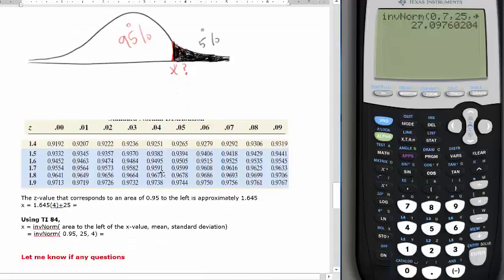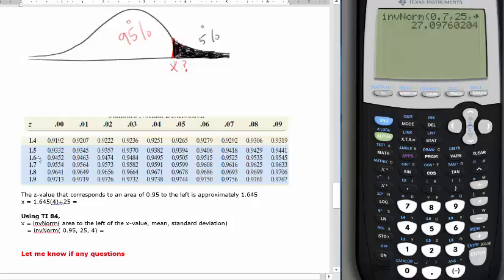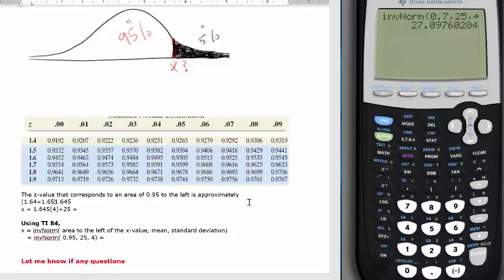Let's look up the 0.95. Okay, the closest I can see is 0.9495. It's 5 marks away below. But look at this one, it's also 5 above. So which one do I use? I'm going to use both. I'm going to take the average of both. So you do 1.64 plus 1.65 and divide by 2. So I'll write it down here. 1.64 plus 1.65, and then divide this by 2. It will give you 1.645. I think that's the best answer.